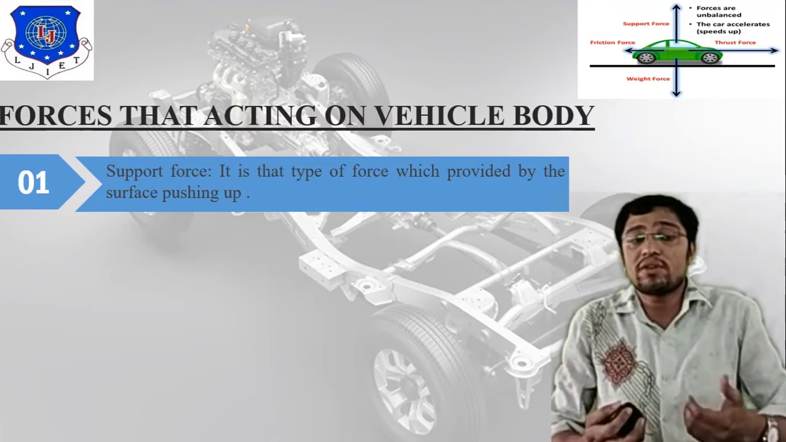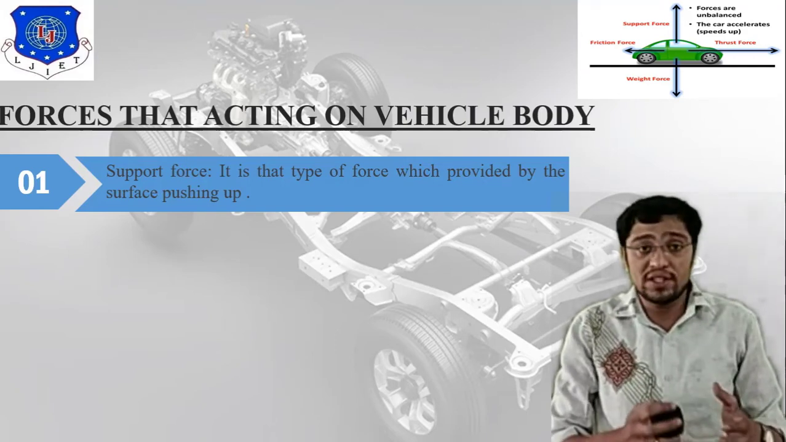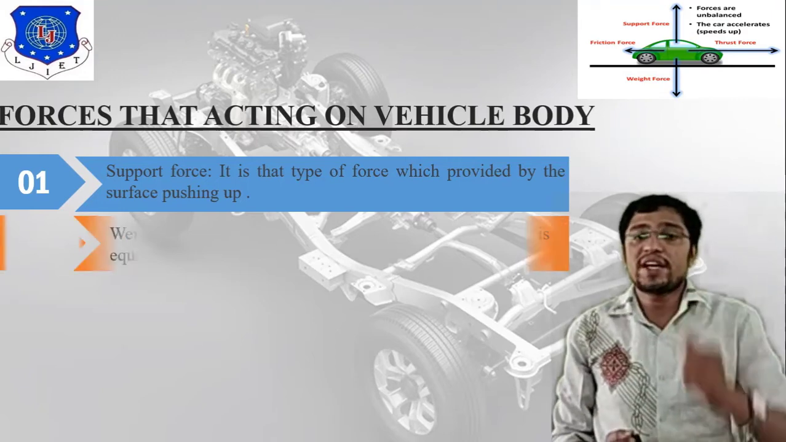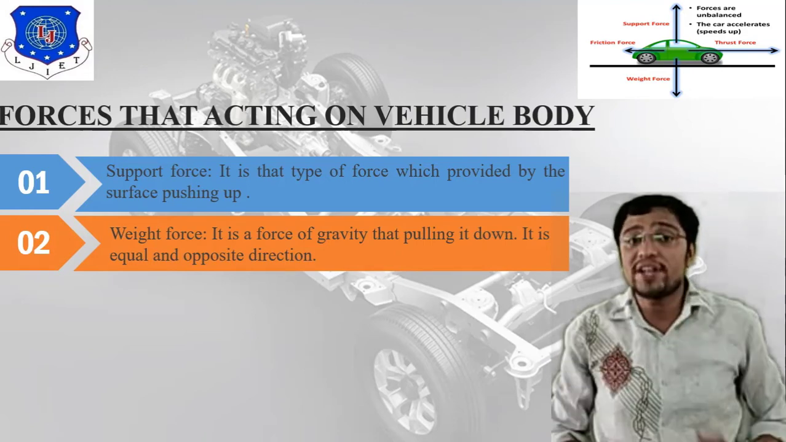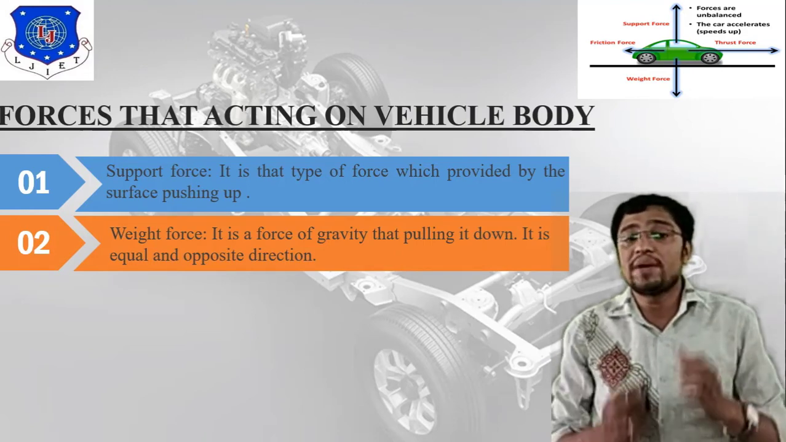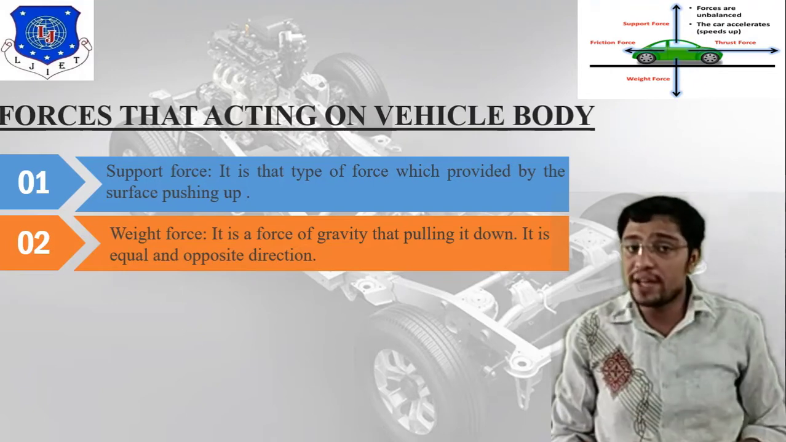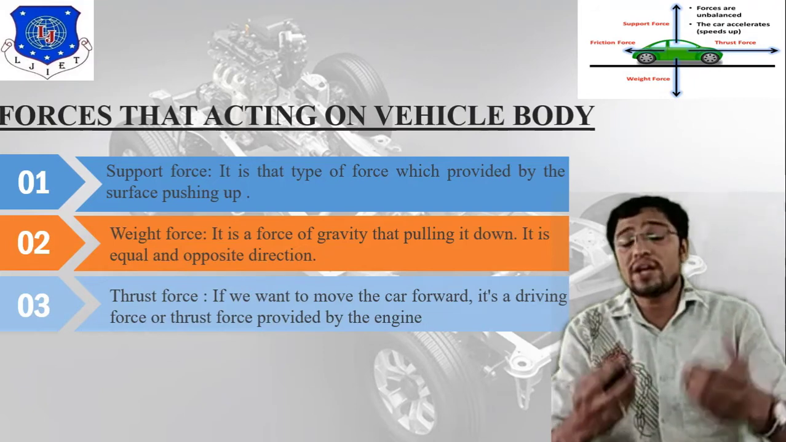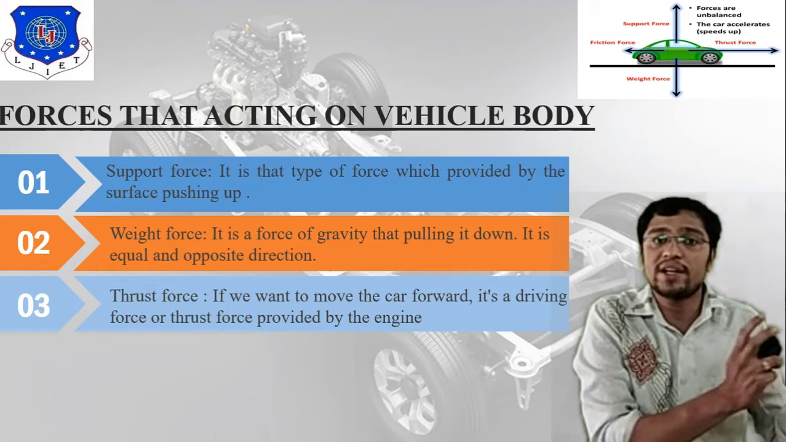So what is support force? It is the type of force provided by the surface to the object, or you can say pushing upward, right? Second one is weight force. So what is weight force? As per the gravitational rule, it is the force of gravity pulling it down. So it is equal and in the opposite direction. Third one is thrust force, right? If you drive your car in the forward direction, that is called driving force, or you can say thrust force.